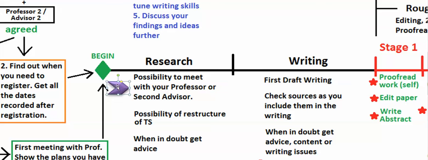Perhaps you are stuck with your research. Perhaps you are stuck with your reading. You may find that these readings that you have are not very useful and helpful. So this second meet, you can discuss what other things that you need. Show the process of your research to the professor or second advisor.